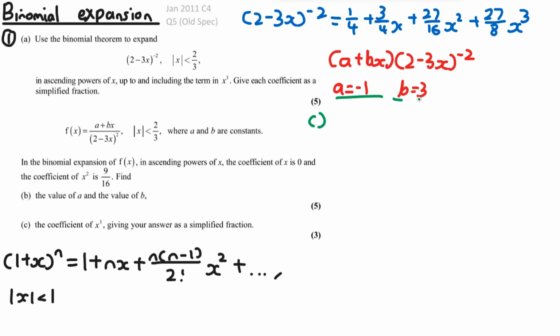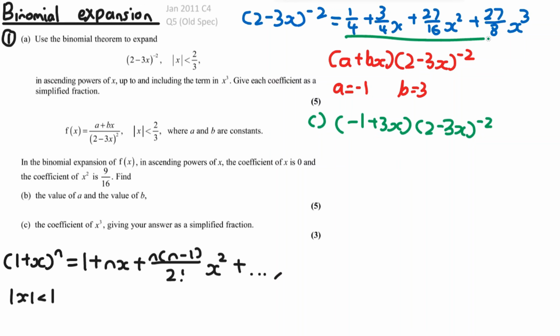And now we know the values of a and b, we can just sub it into here. So it's going to be a, so it's minus 1 plus 3x, which is b, multiplied by (2 minus 3x) to the power of minus 2, like this. And therefore what we can do is we can find the coefficients of x to the power of 3 by considering this multiplying by this.